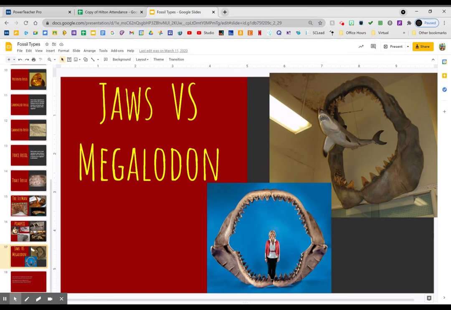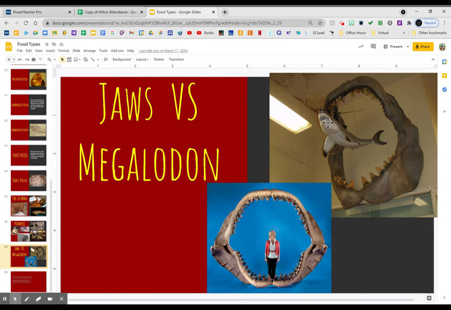So we talk about fossils. We talk about these creatures we can find. We find some creatures that are really strange or some really huge creatures sometimes. So we've talked about megalodons a little bit. I know some of my classes asked about them. But megalodons were basically giant sharks.